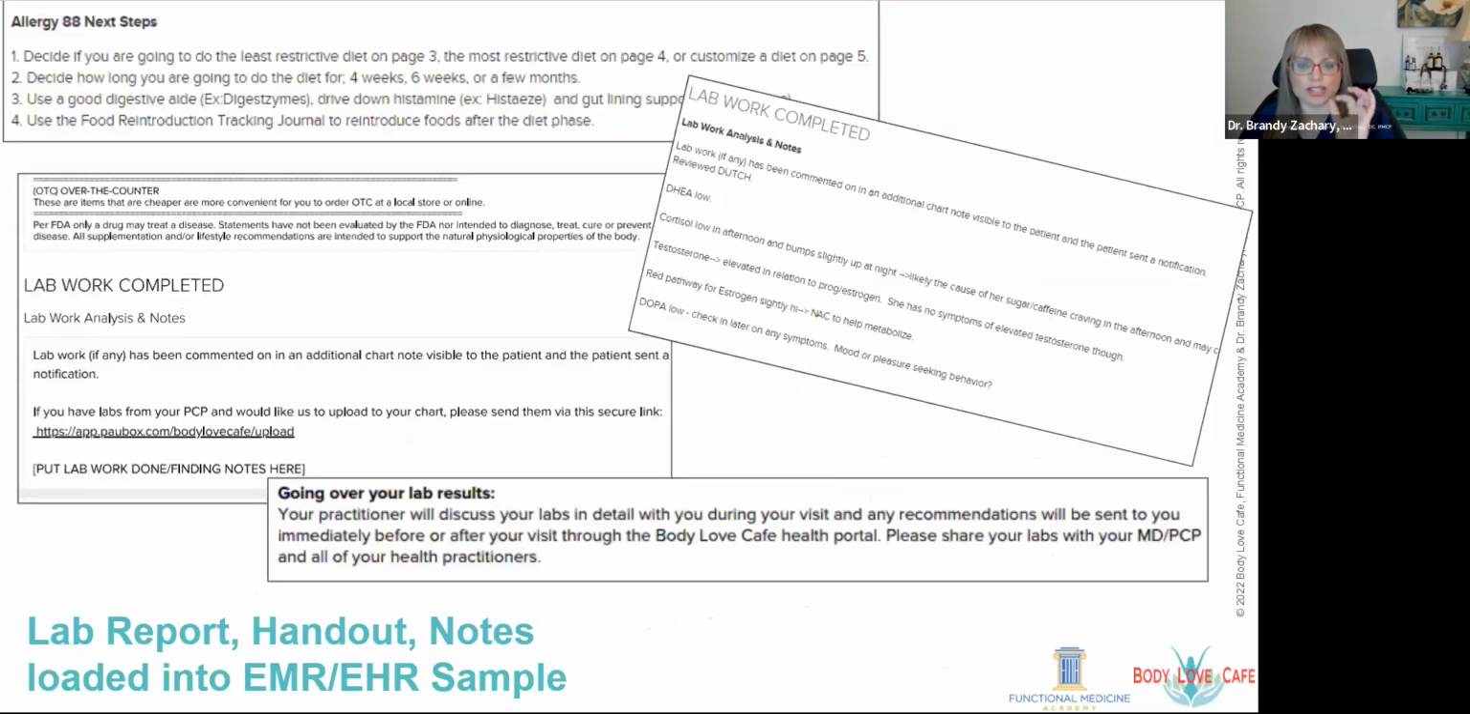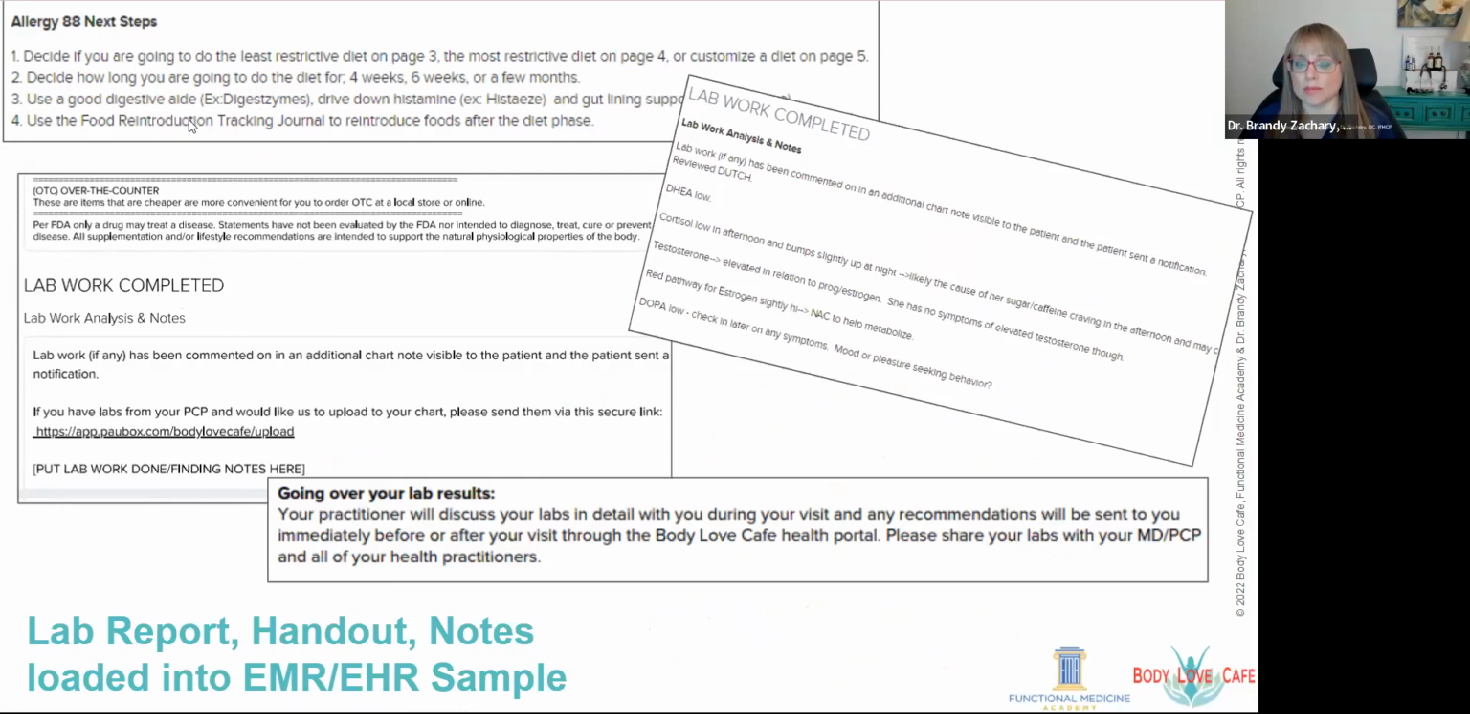Here's some examples, just little screenshots I took from a chart. So for example, Allergy 88 next steps. In Jane, this is a phrase. We have to type /AL, boom, it all appears. And this is an example, trying to make it as simple as possible for the patient.